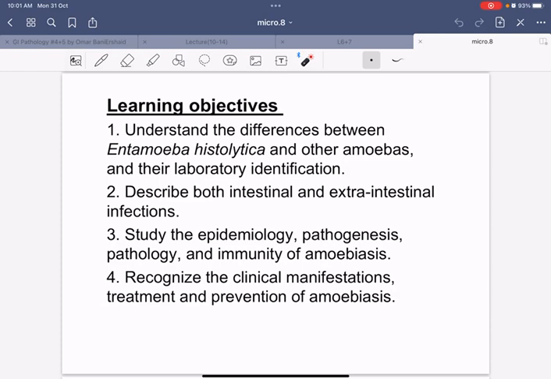Because in the lab, you are going to see other types of amoeba. So don't jump from the beginning and say, this is Entamoeba histolytica. You have to know the morphological features of Entamoeba histolytica in order to differentiate it from other types of amoeba. Some other types of amoeba could be commensal, normally present.